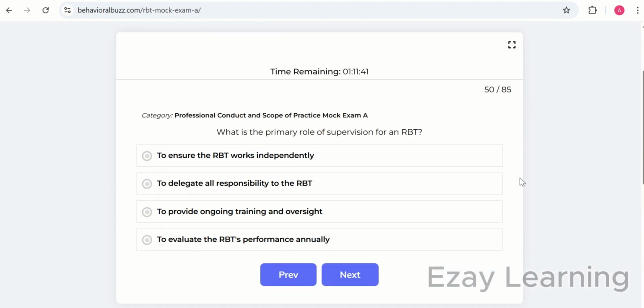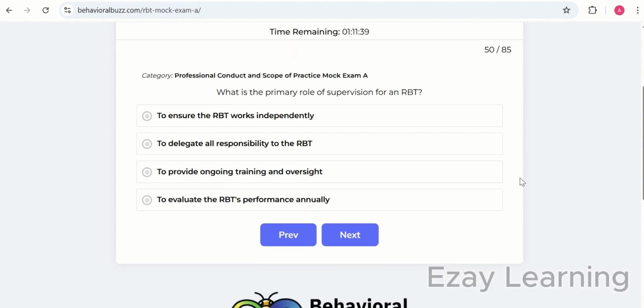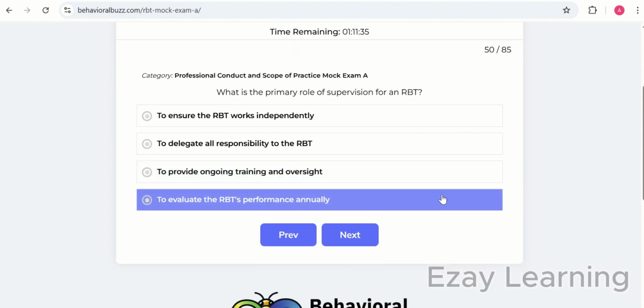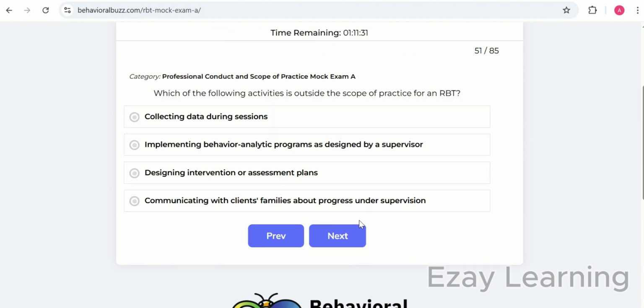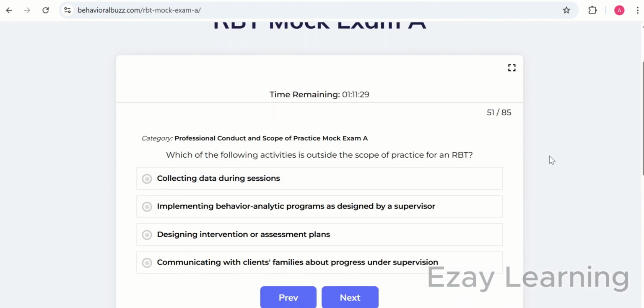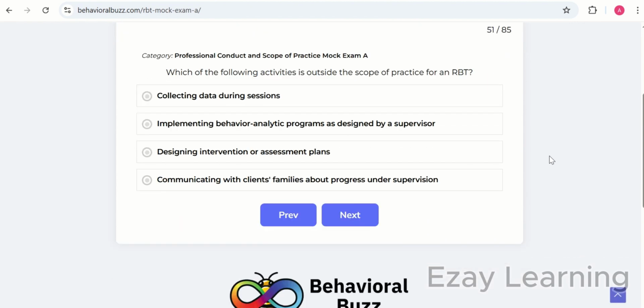What is the primary role of supervision for an RBT? To provide ongoing training and oversight. Which of the following activities is outside the scope of practice for an RBT? As we said earlier, an RBT cannot design or create interventions or assessment plans on their own.